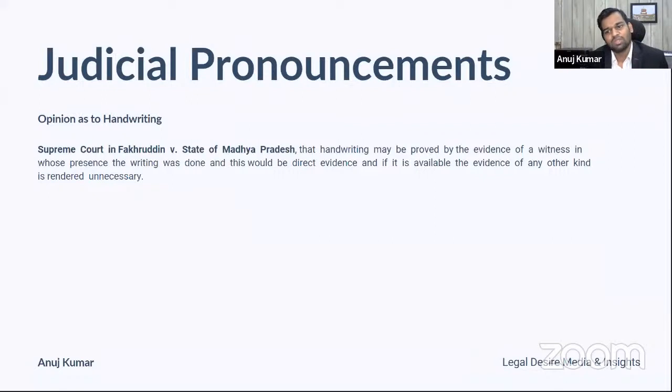Handwriting may also be proved by the evidence of a witness in whose presence the writing was done. For example, whenever you sign an agreement or an MOU, there are always witnesses. You sign those when you buy property, or do a court marriage certificate or something. There are always witnesses. What is the purpose of those witnesses? They can testify in the court of law that yes, you were present at that time, and yes, this is the handwriting of that person.